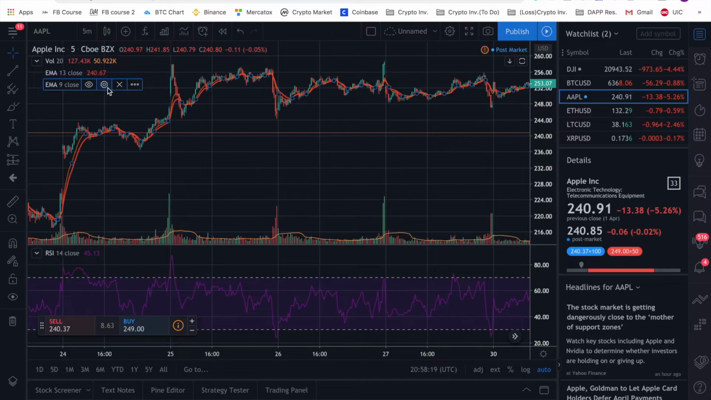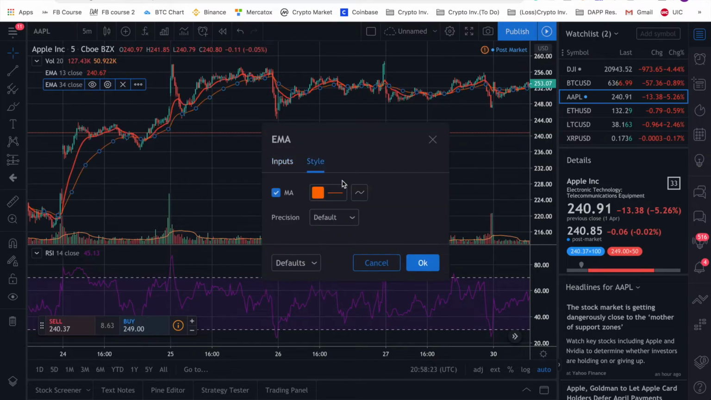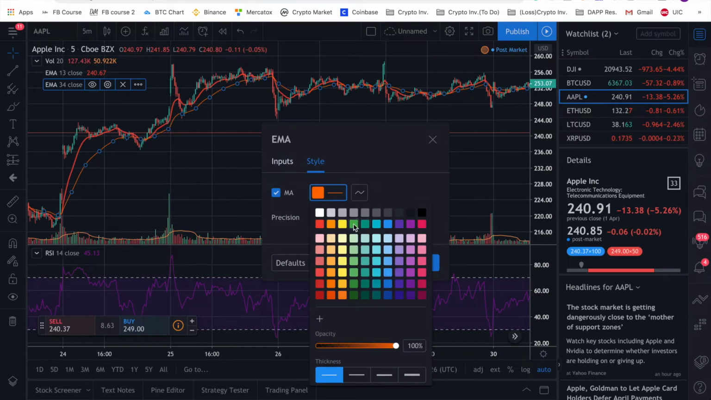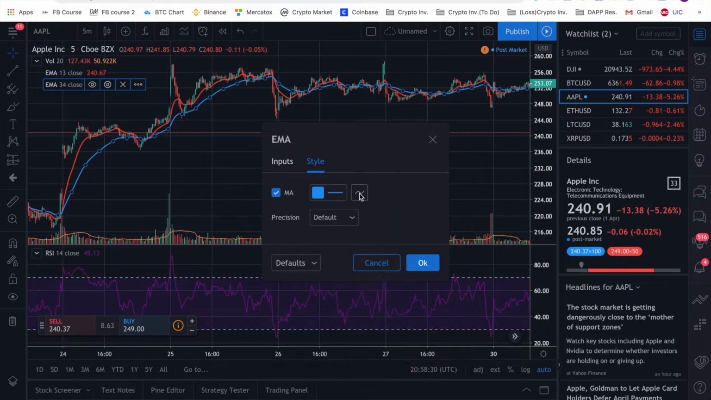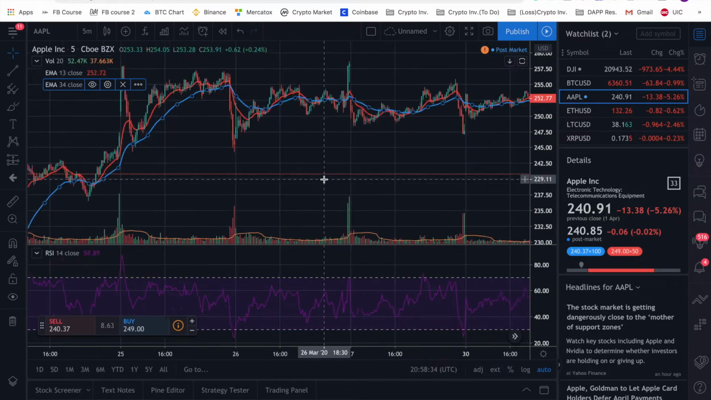Once we do that, we're going to go to the other one, change this to 34, and make this one blue. Make this thick and a line. And that's it. That's the 13-34 moving average.